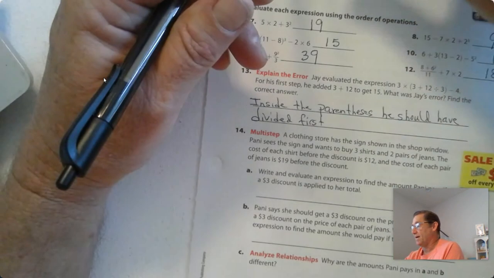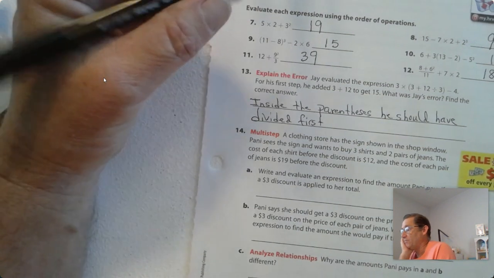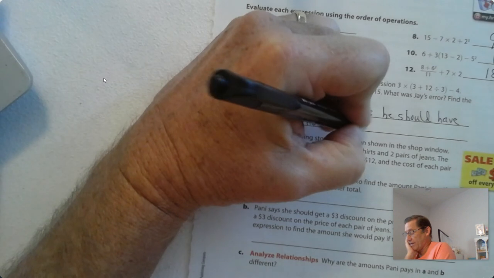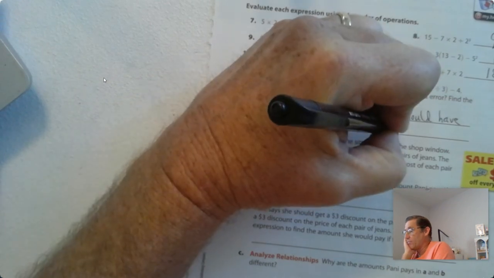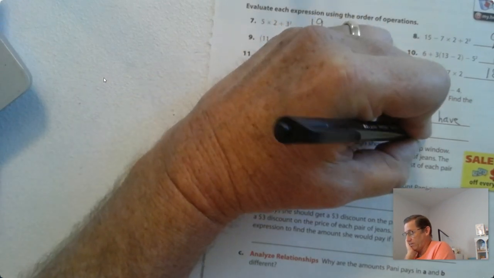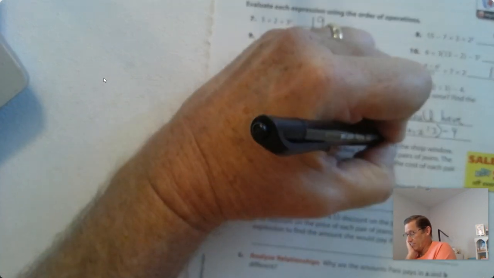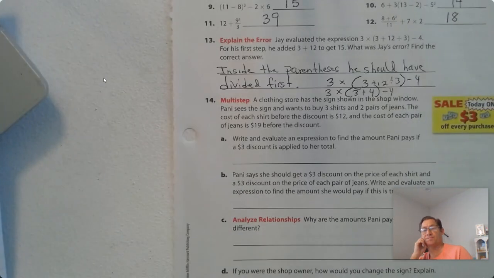So he should have gotten 17 for the total answer. So it should have been something like this. 3 times 3 plus 12 divided by 3 minus 4. First step would have been 3 times 3 plus 4 minus 4. Okay, so he had to do the division first.